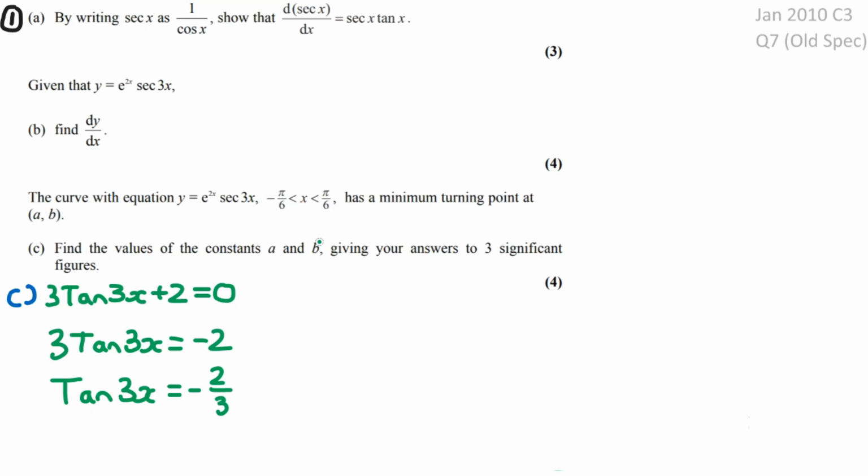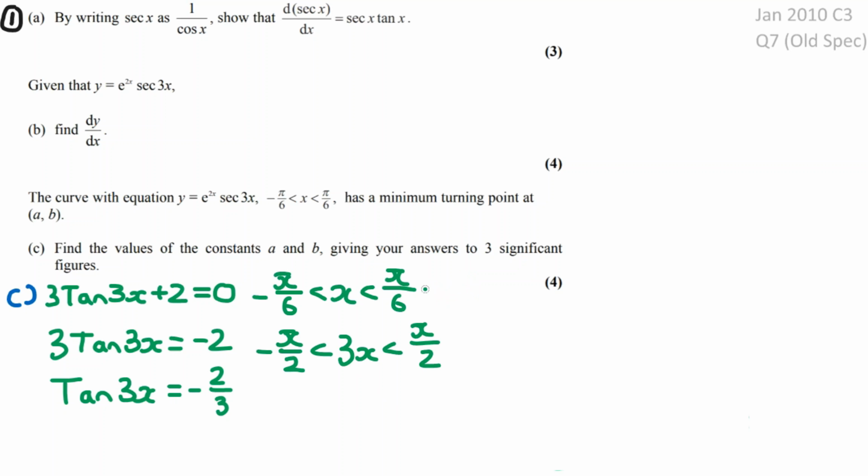But firstly we need to adjust this interval here because we have it in terms of 3x, but at the moment it's in terms of x, so therefore we need to multiply everything here by 3 such that we get this here, and the new interval is between minus pi over 2 and pi over 2.